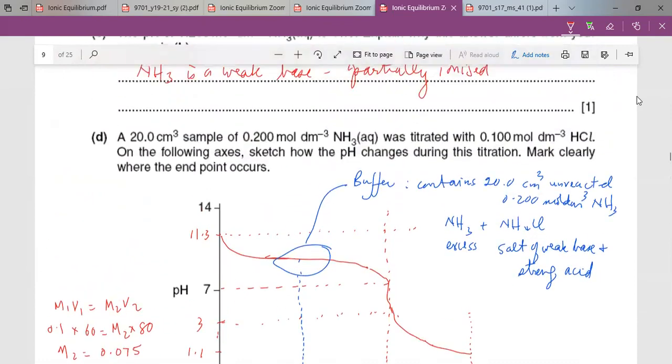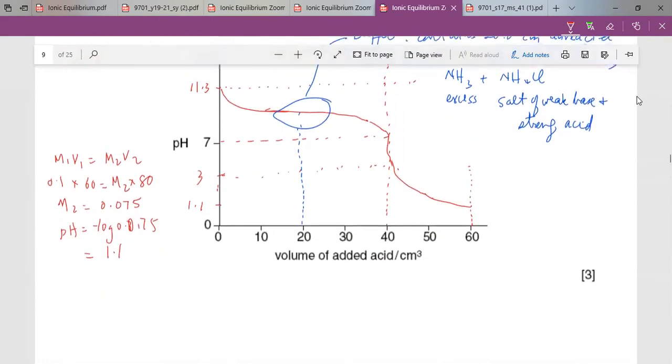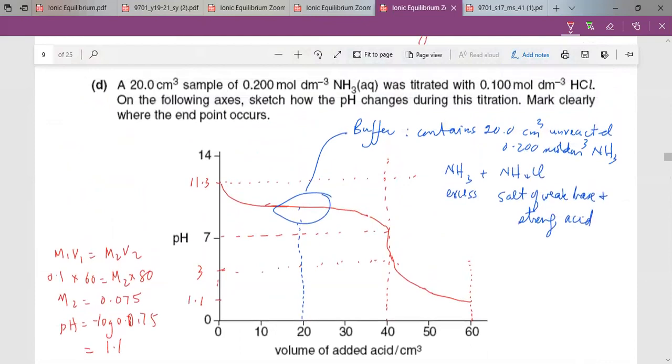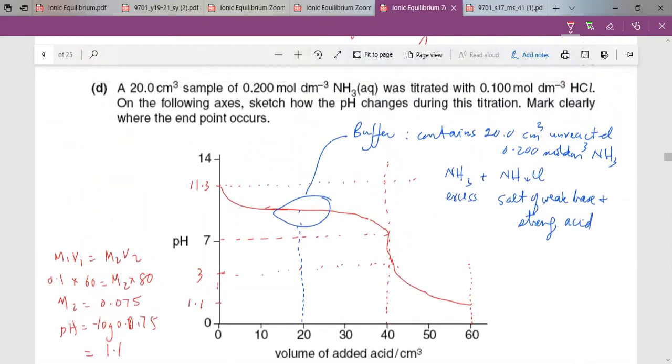Okay, now here's weak base, strong acid. Now it's in the reverse form. Weak acid, weak base, so it can be the other way around. It means you start with your ammonia, and you titrate with HCl. At 0 mL of HCl, the pH is 11.3, not 14, because it's a weak base.